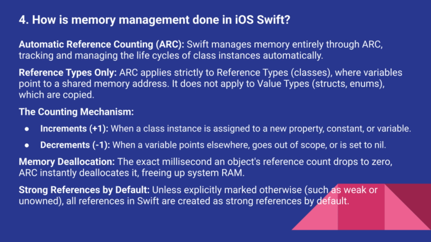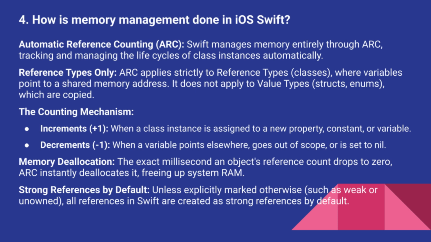First, clarify that ARC only manages reference types, like class instances. It does not apply to value types like structs or enums, because those are copied when they are assigned. Next, explain the math behind it. Every time you point a variable, constant, or property to a class instance, ARC automatically increments its reference count by 1. If that variable goes out of scope, points to a different object, or is explicitly set to nil, ARC decrements the count by 1. The moment that reference count hits exactly 0, ARC instantly deallocates the memory consumed by that object in real time.